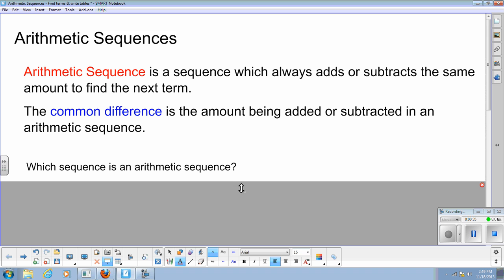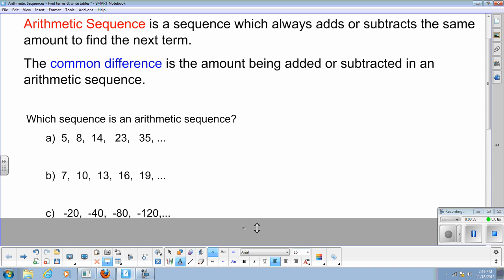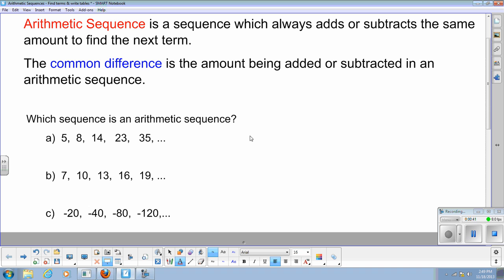All right, so here, since we know that it's just very simply adding or subtracting the same amount, take a look at these three sequences right here. Can you figure out which one is an arithmetic sequence? Pause the video, take a look and see if you can figure out which one it is, A, B, or C, which is the arithmetic sequence.